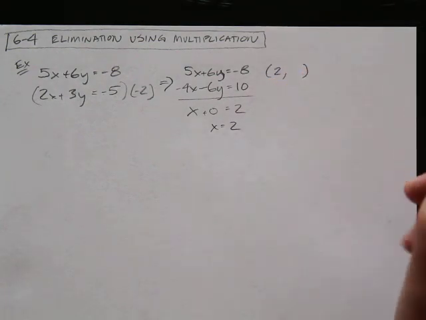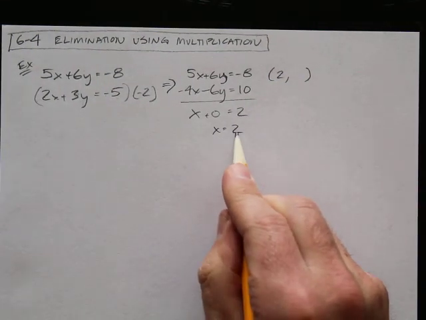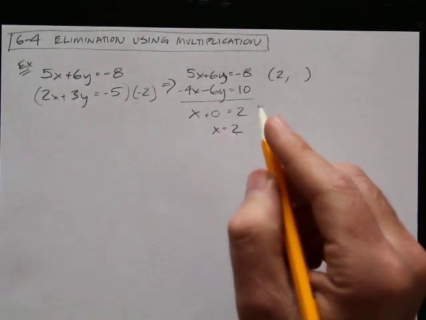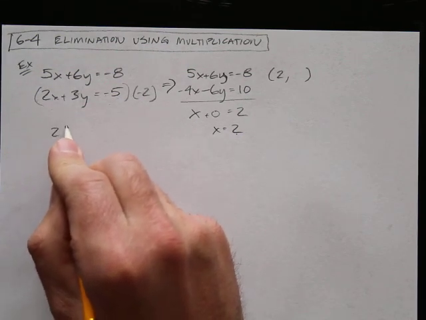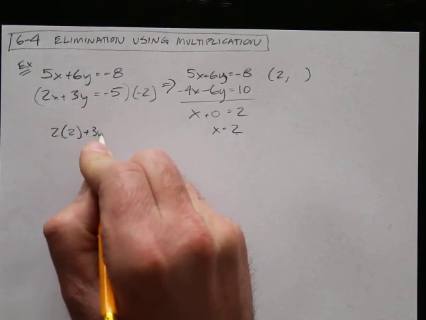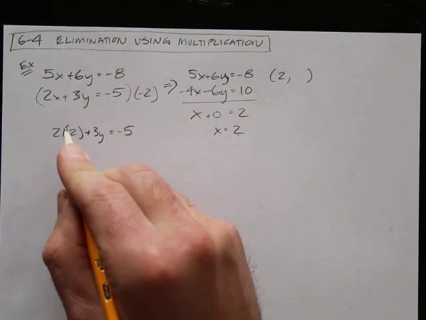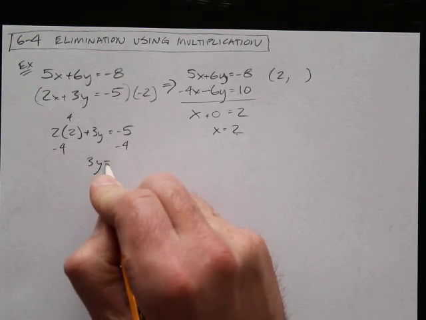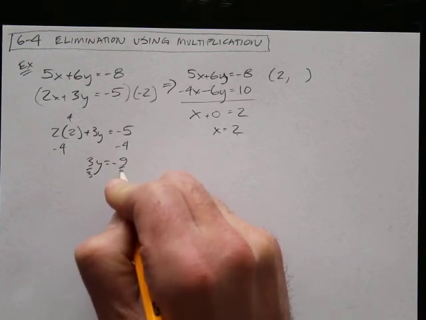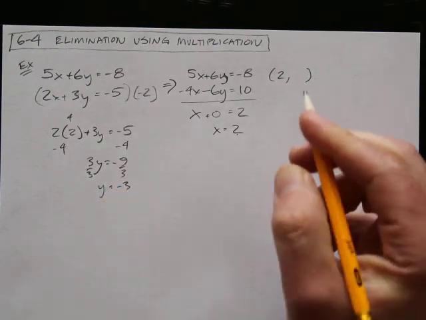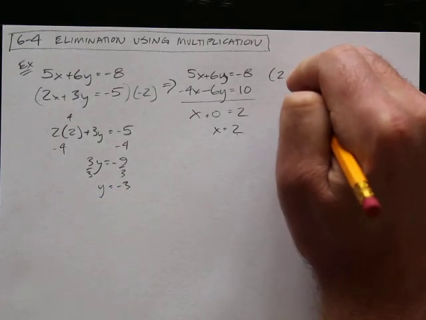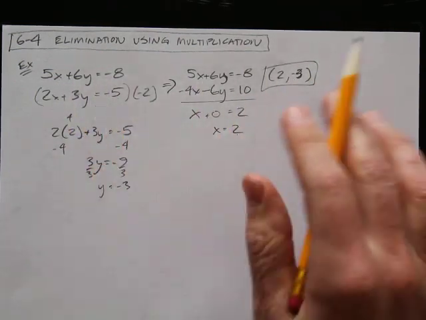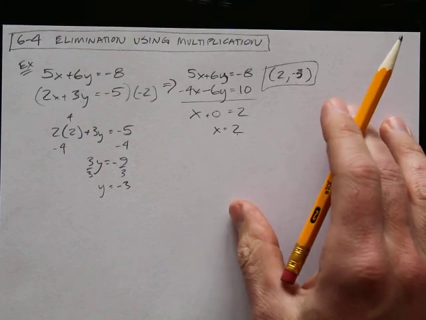Now remember, I'm not done. I need a point. I need my x value and my y value. So I'm going to take this x value and plug it into one of these. I'm going to plug it into this one here because the numbers are smaller. 2 times 2 plus 3y equals -5. So this is 4. I'm going to subtract 4 from both sides. 3y equals -9. Divide by 3. y equals -3. So there I have the point at which these two equations cross one another, and I have solved my system of equations.